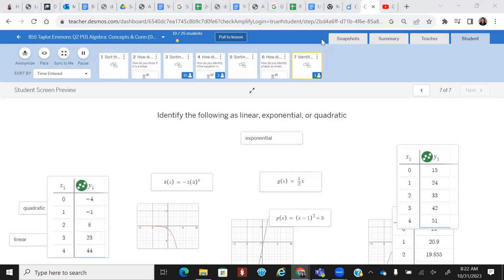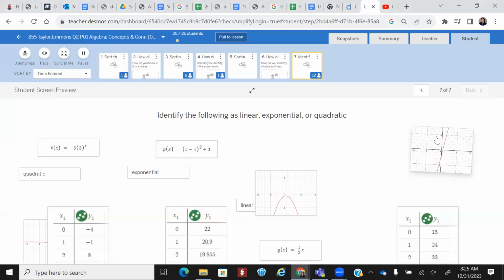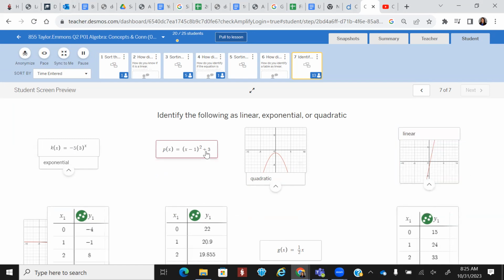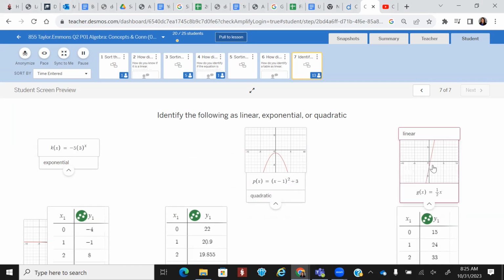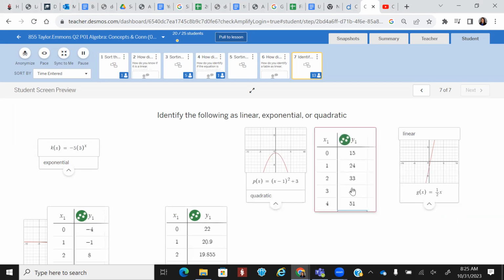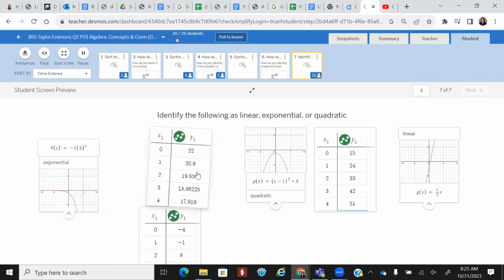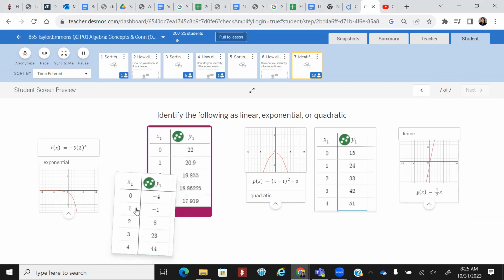Walk through it. So linear is going to be that straight line. Quadratic is going to be that U. And exponential is going to have that X as the exponent. Quadratic, again, it's still going to have that squared anytime that we see that. Linear is just going to have an X. Now we want to look at the tables.